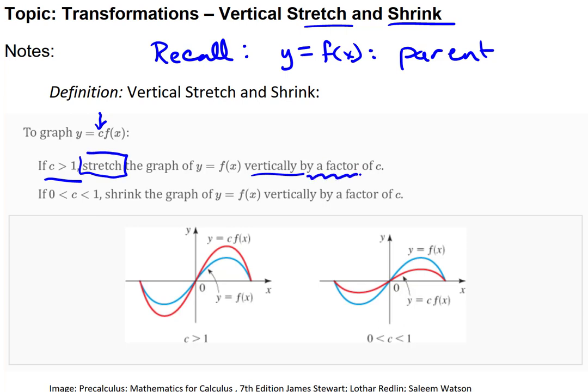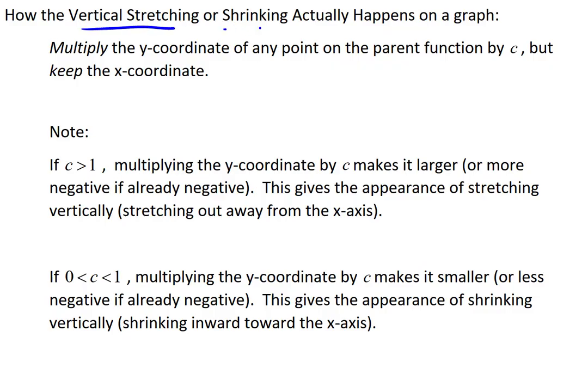Now, what does that mean, by a factor of c? We'll see that in a second, but for now we're just understanding the distinction with the value of c. On the other hand, if c is somewhere between 0 and 1, not equal to either, but somewhere between 0 and 1, then a shrink will occur on the graph vertically, again by a factor of c. So let's take a look at not only some provided diagrams, but then also some more detail on how this actually happens.